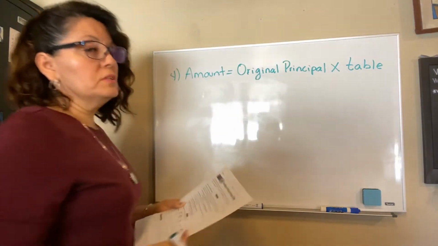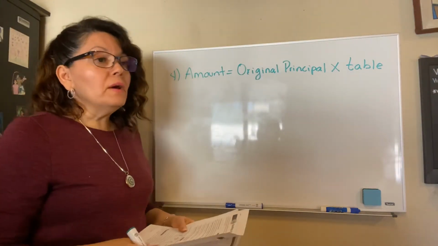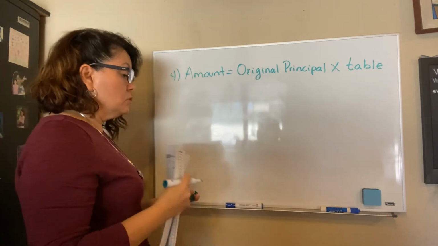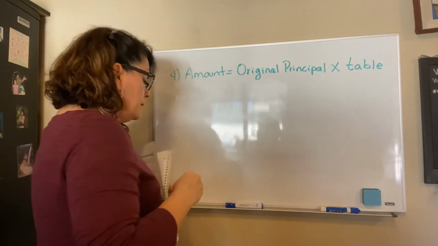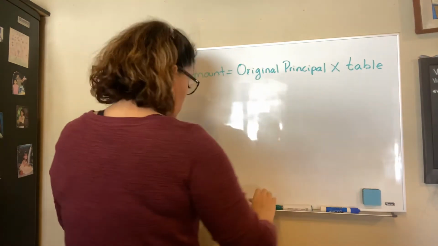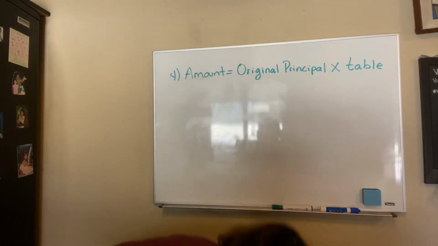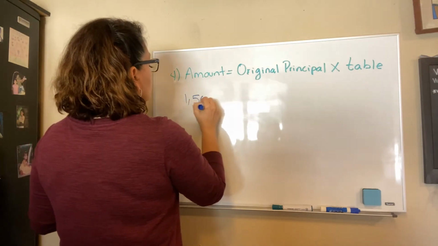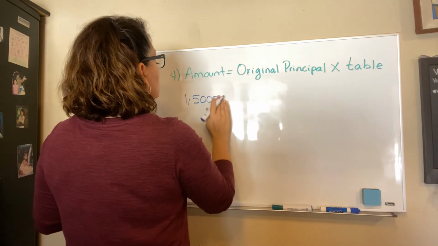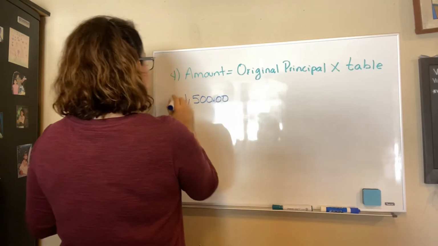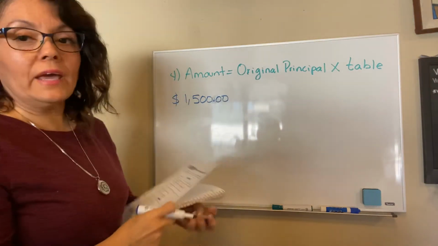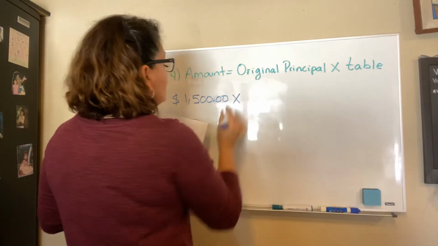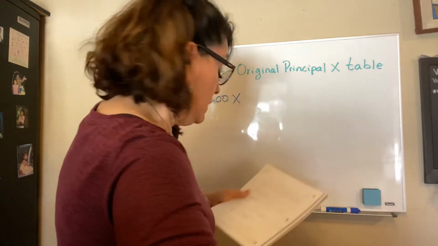What is the original principal, guys? It is the money that she deposited in the first place. So how much money did she have in the bank? $1,500. Perfect. It is $1,500. It's $1,500 times the whole amount, guys.